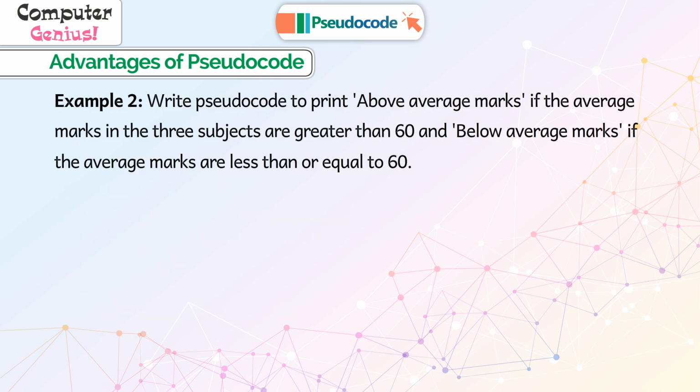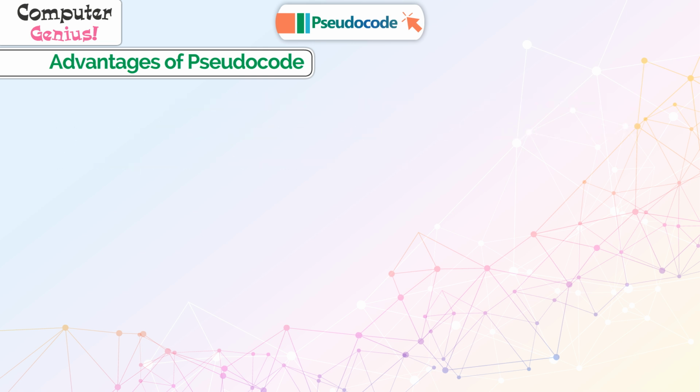Example 2. Write pseudocode to print above average marks if the average marks in the 3 subjects are greater than 60 and below average marks if the average marks are less than or equal to 60. Solution.